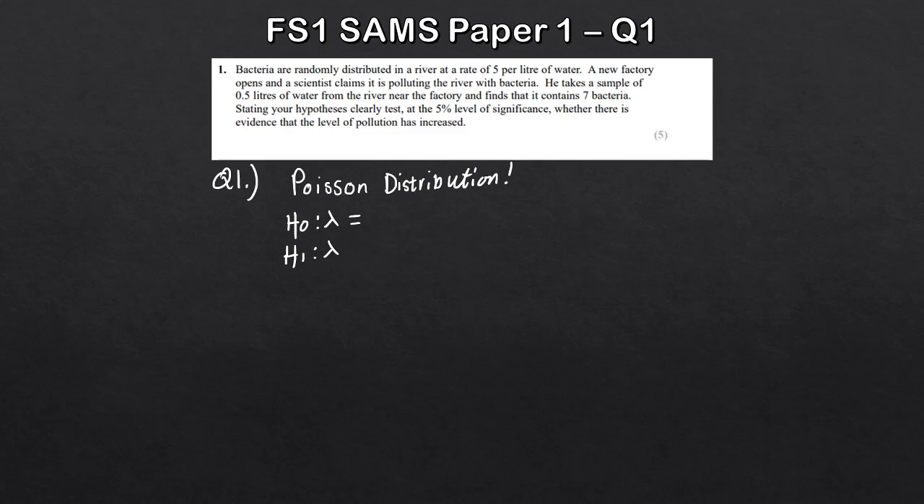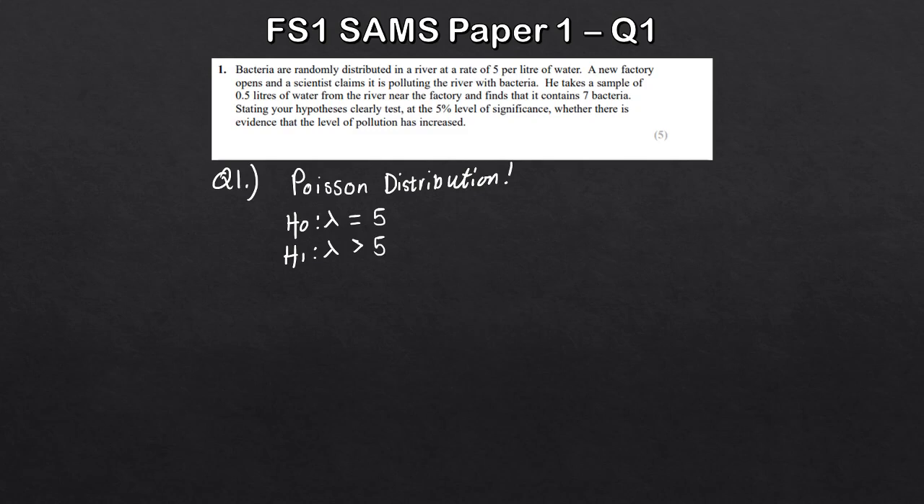So we're taking a sample of 0.5 litres of water from the river. We find that it contains 7 bacteria. We're testing at the 5% level of significance whether there is evidence that the level of pollution has increased. So if I want to test whether it's increased, then in this case we're going to use greater than here. Now there are actually 2 values you can give for what we test in here. I'm going to pick 5 as my value, but you can, if you want, pick 2.5.